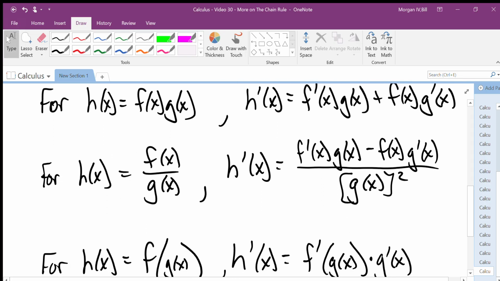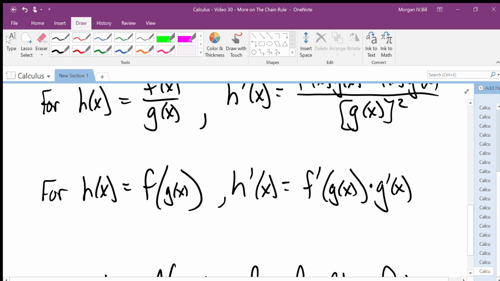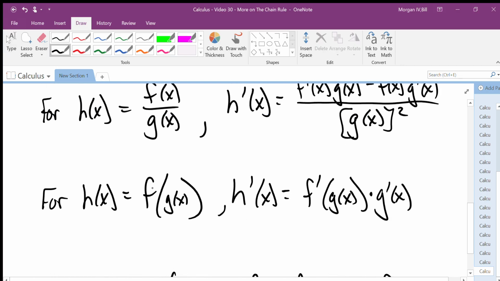And finally, the one we just learned, the chain rule. For h of x equal to f of g of x, we have h prime of x is equal to f prime of g of x times g prime of x. Sometimes it's helpful to write this without the x's. You might think of that as h prime is equal to f prime of g times g prime, right? Sometimes getting rid of the x's is helpful as a memorization tool. All right.